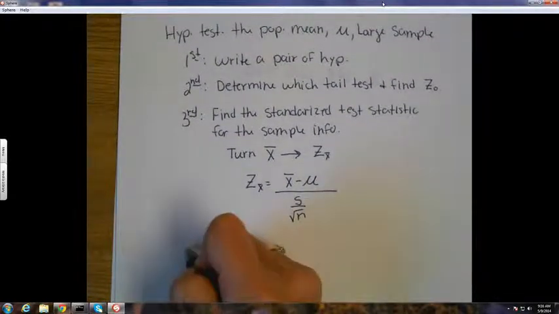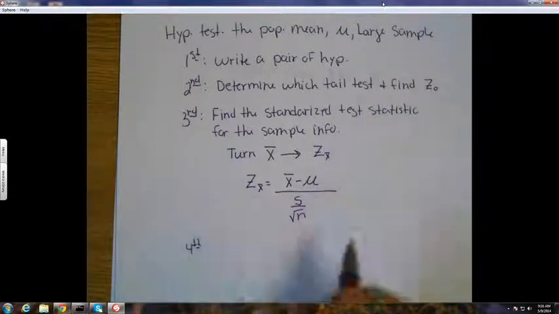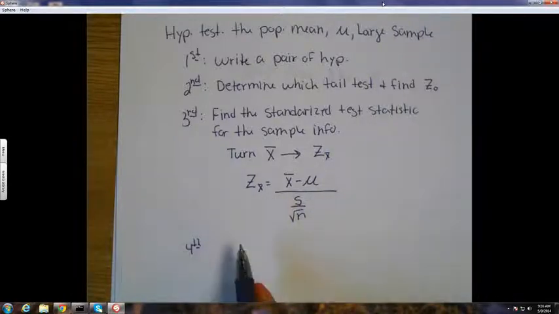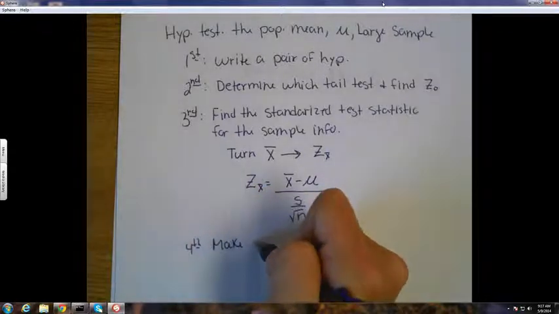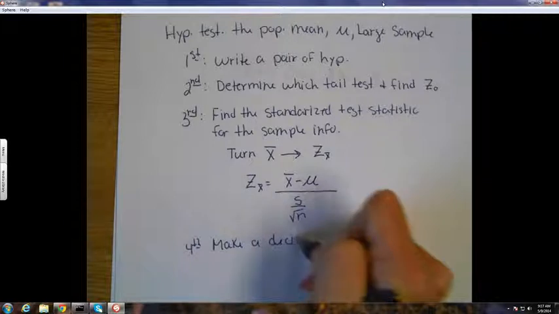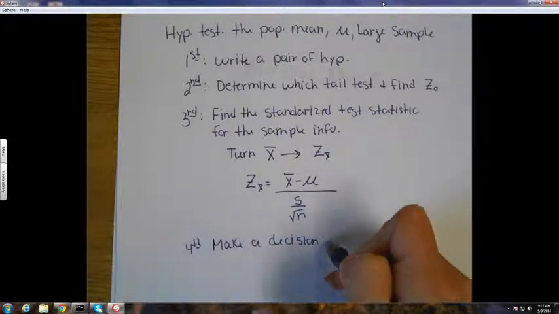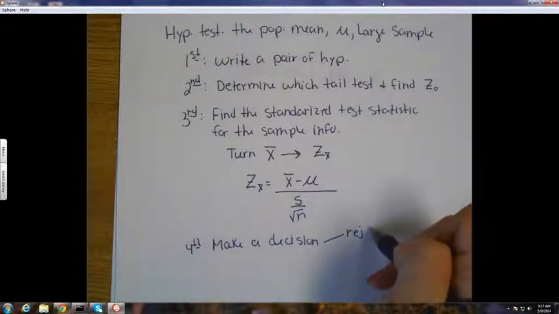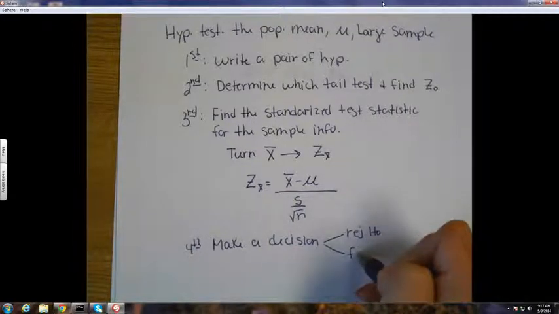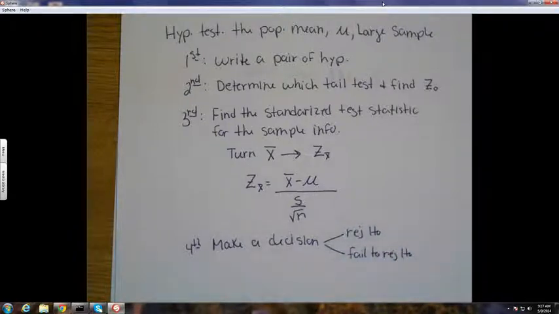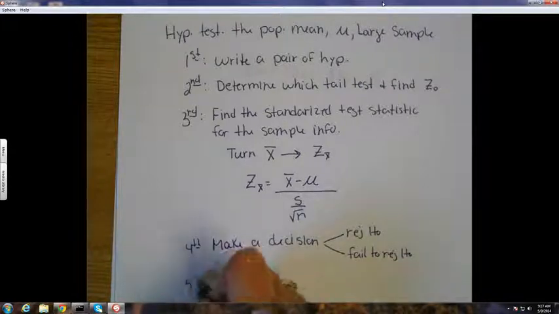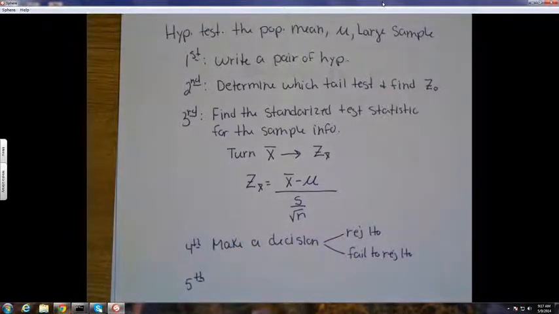Then after that, you're going to find out where this Z-score lands. Does it land in the rejection region or the fail to reject region? So your next step is to make your decision. Reject or fail to reject? And then the last step on every single one is to interpret the decision. It's going to be one of those four things that we had on that flow chart yesterday.